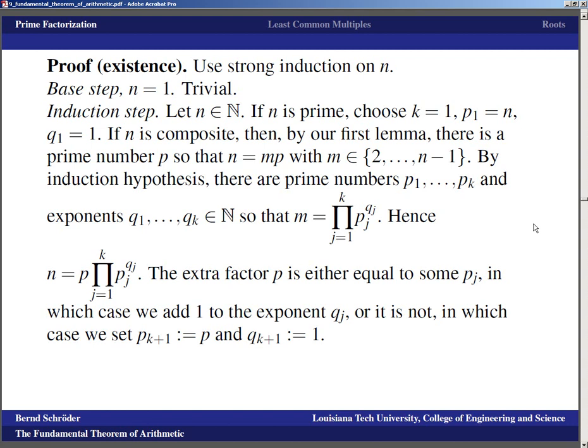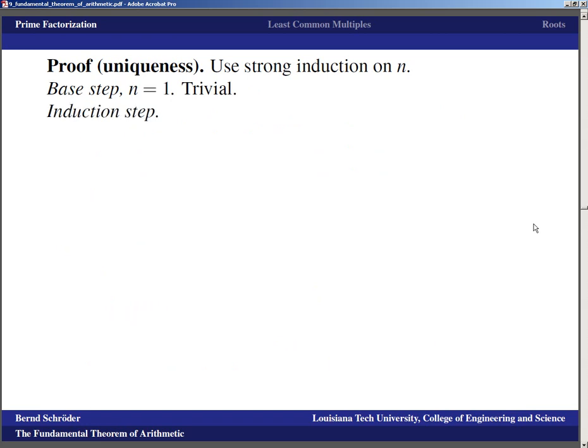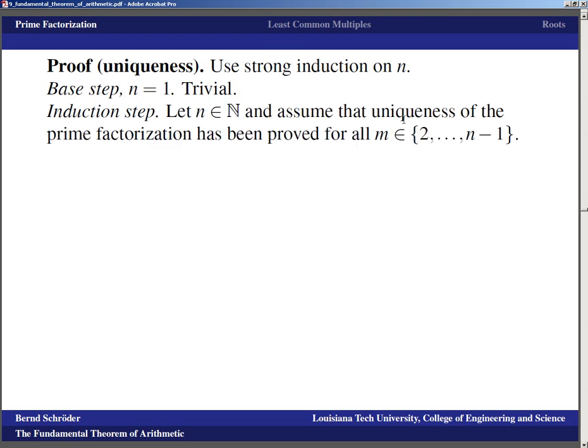We also want to have uniqueness. We want to make sure that basically the only thing that could happen is that the order of the factors gets scrambled. And to do that, well, we again use strong induction on n. And we have a base step n equals 1, which is trivial. How many ways are there to factor 1? Just 1, and that's it. And, well, then we take the induction step, take a natural number, and assume that uniqueness of the prime factorization has been proved for all m between 2 and n minus 1.